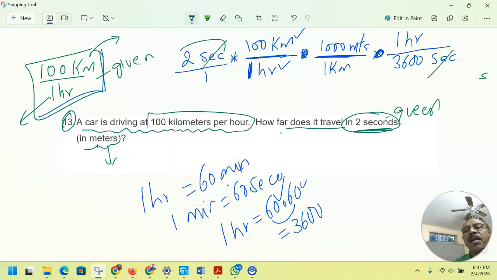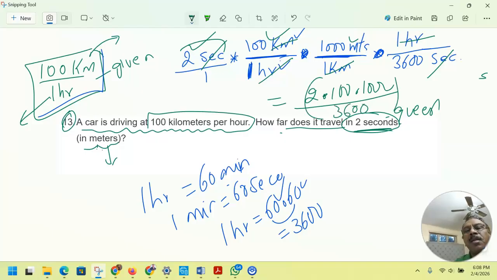So this second and this second crosses out, this kilometer and this kilometer, and this hour crosses out. What you are left with is 2, this 2. Then you're left with this 100. Then you have 1000, this one, and everything divided by 3600. And this answer is in meters. And if you work this out, you get 55.56 meters.